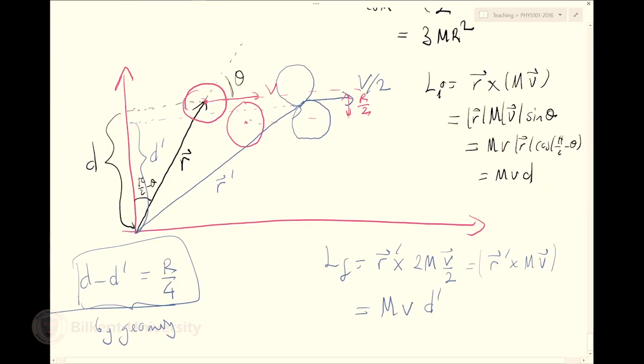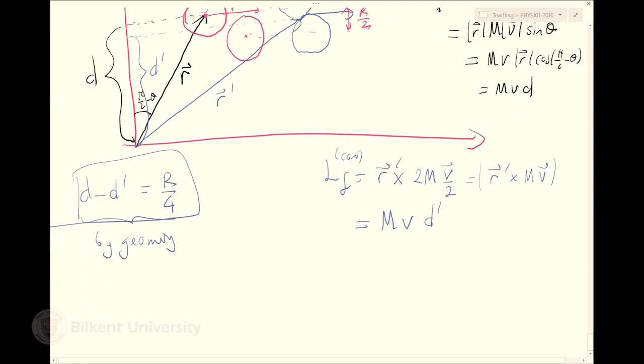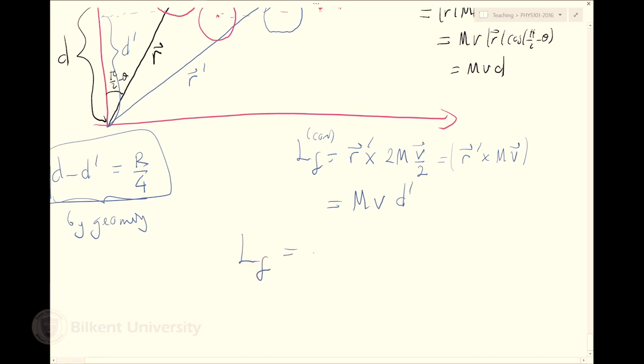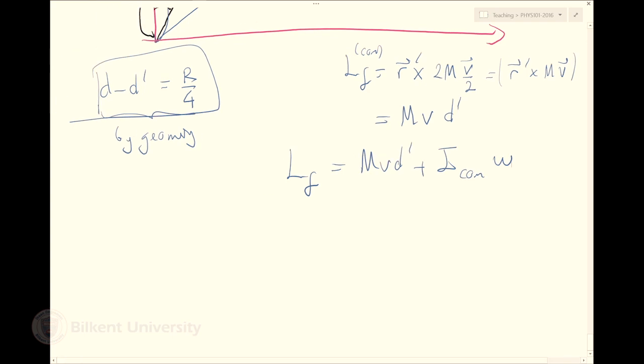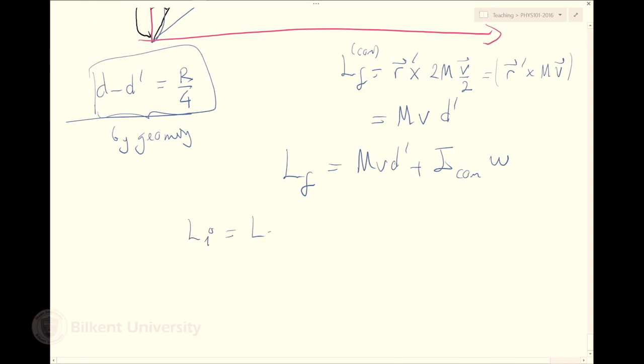But is that the only source of angular momentum in the final state? This is just the center of mass contribution to the angular momentum. I also have this object rotating around itself, right? So I must actually add to it: L final is mv d prime plus I center of mass times omega. Right. Now I can say initial angular momentum is equal to final angular momentum.